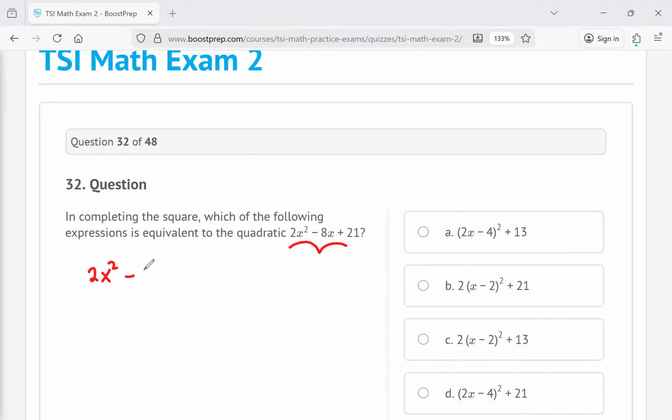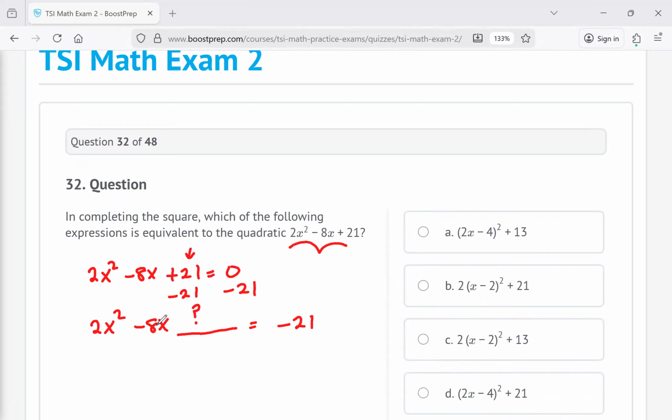So first, I'm going to set the right side to 0. Then I'm going to move the constant to the right. My constant is 21, so get that to the right by subtracting 21. So I get 2x squared minus 8x, blank space, and then on the right, 0 minus 21 is negative 21. What do we put in this blank space?